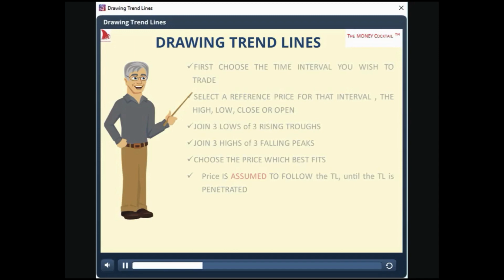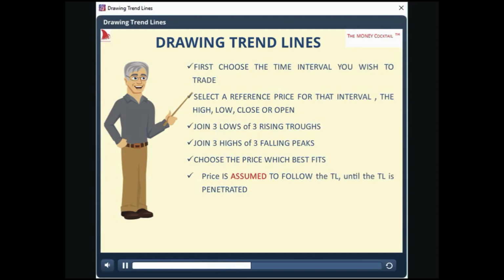First choose the time interval for observation, by minutes or hourly, daily, monthly, whatever frame you wish to trade. Then join 3 lows of 3 rising troughs. Join 3 highs of 3 falling peaks. Choose the best fit price and time frame.